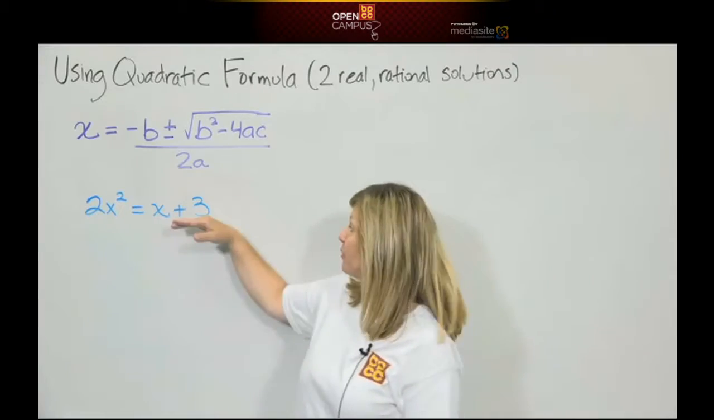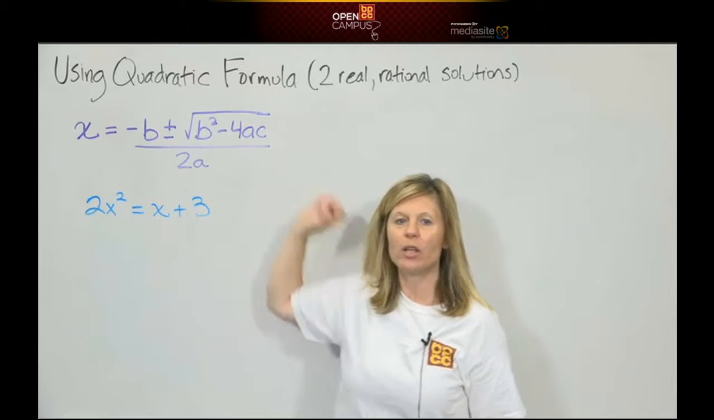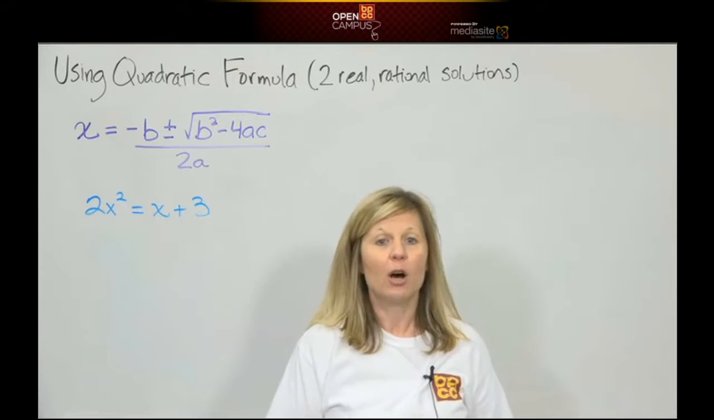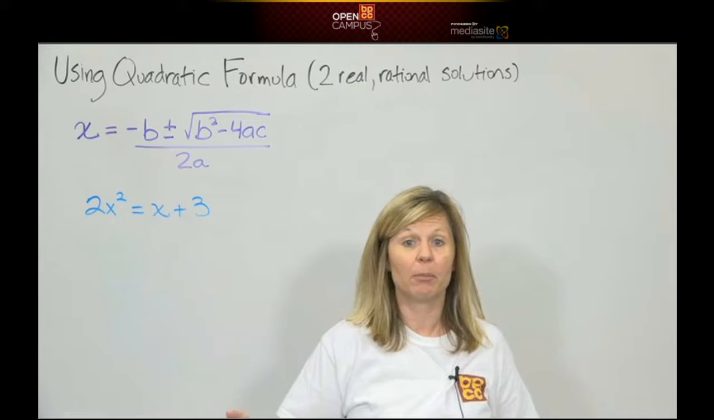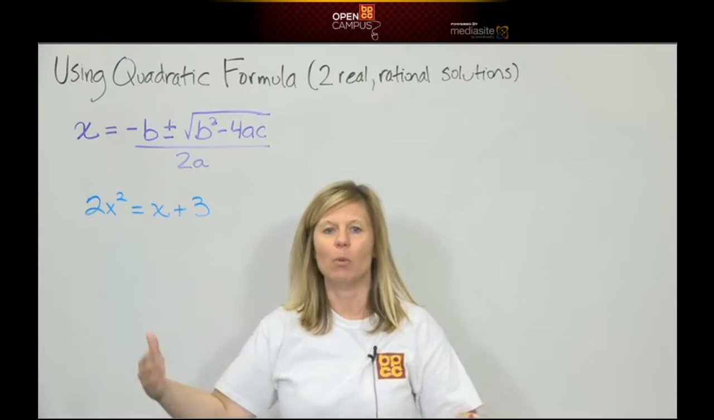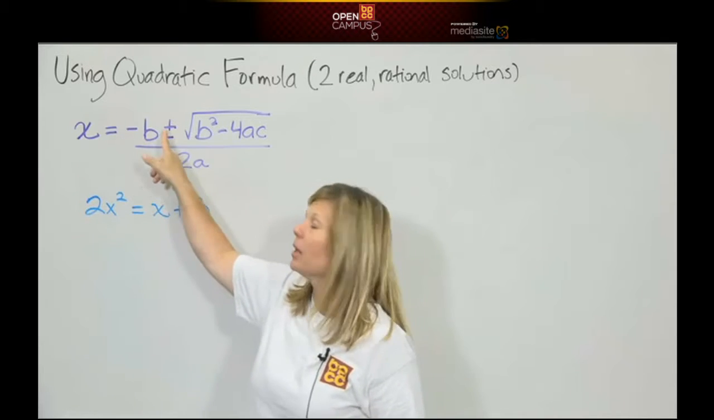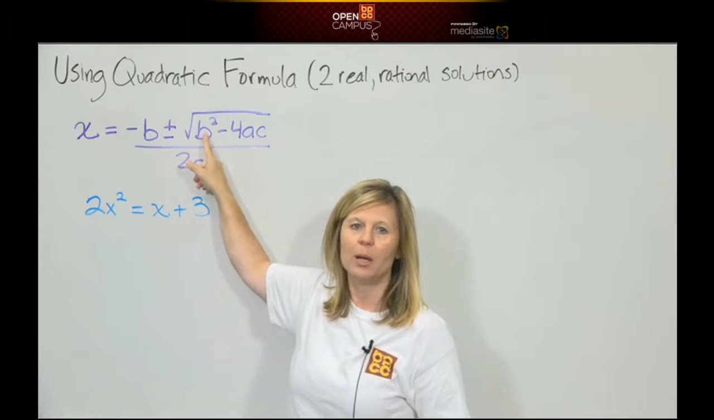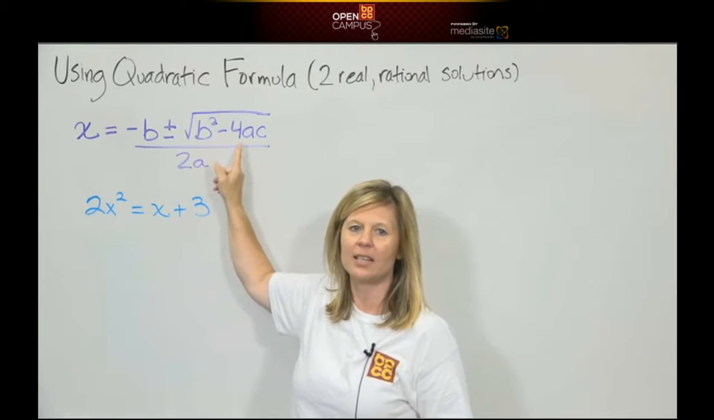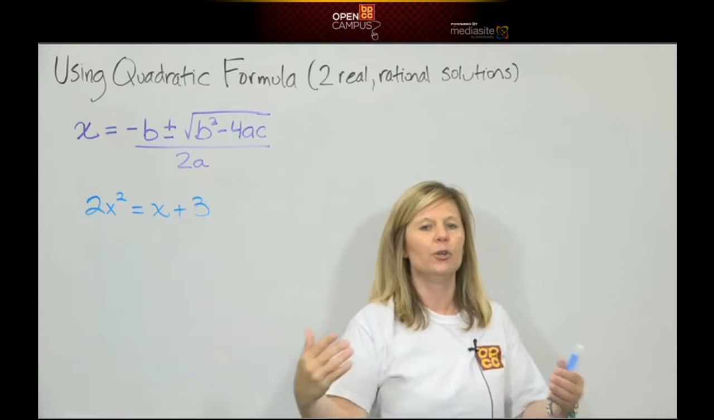Okay, we want to solve this quadratic equation, and we want to use the quadratic formula. So first of all, step one is you've got to have the formula memorized. So let's sing it one more time: x equals negative b plus or minus square root b squared minus 4ac all over 2a.